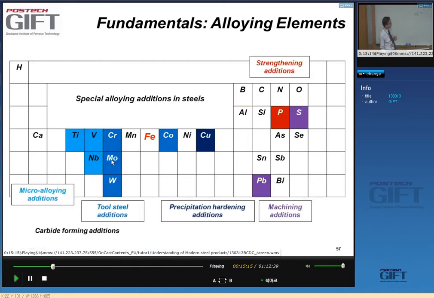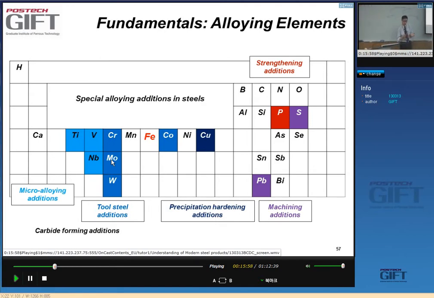Then, and I'll say a few words about these in a moment, you have special additions. For instance, when we want to make high-strength steels, but not obtain the high strengths through carbon. We'll see soon that one of the ways you can increase the strength of a steel is to add carbon. Very cost-effective way of doing it. There are problems related to this approach, one of them being weldability.